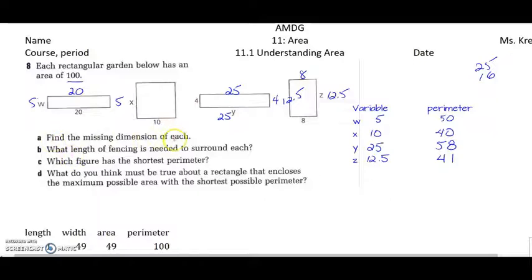So find the missing dimension of each. What length of fencing is needed to go around each? 100 feet, or whatever the unit is. Which figure has the shortest perimeter? This, gentleman, is extremely important. What do you think must be true about the rectangle that encloses the maximum possible area with the shortest possible perimeter?